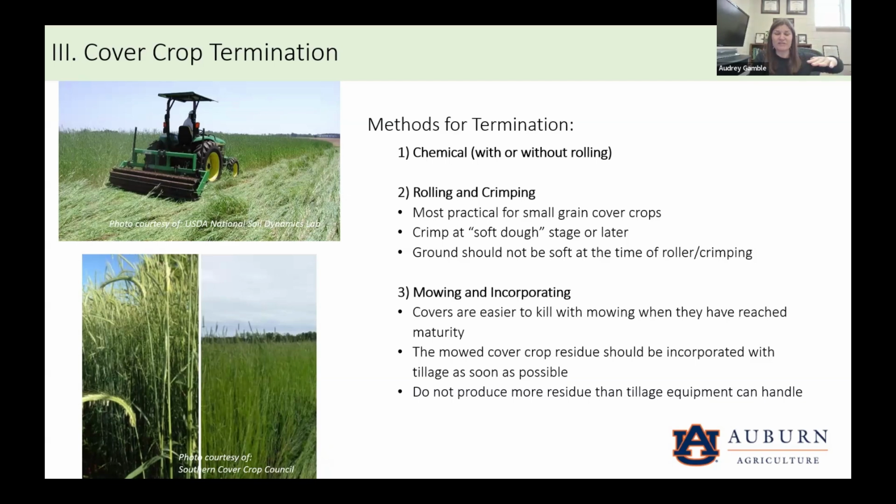And so the USDA Soil Dynamics Lab here in Auburn has done research and shown that it can take 6 or 7 times of running over your field with a roller crimper in order to actually kill something like hairy vetch. And so it's a little bit more practical for our small grain cover crops or grass cover crops and even brassica cover crops. Although with those, you're essentially just chopping off the tops of the plants, which also effectively terminates them.